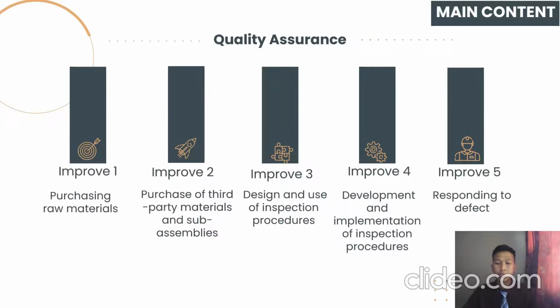Quality assurance is basically to ensure the procedure used to design, test, and manufacture products is carried out successfully. So quality assurance is basically to improve such things as the purchasing of raw material, purchasing third-party materials or sub-assemblies. It also improves the design and use of inspection procedures. The next one is to improve the development and implementation of inspection procedures. The final one will be to improve the responding to defects.